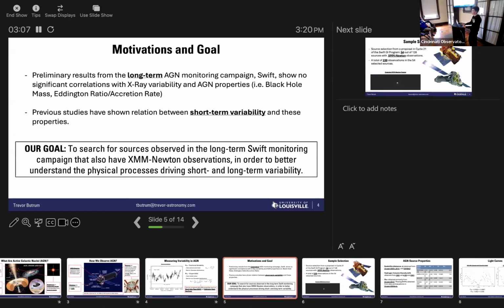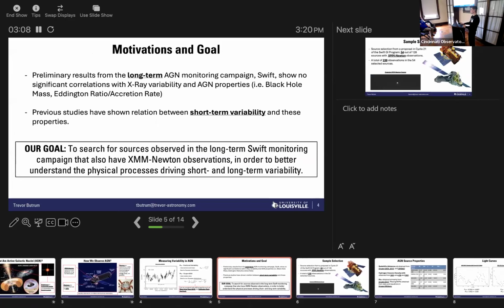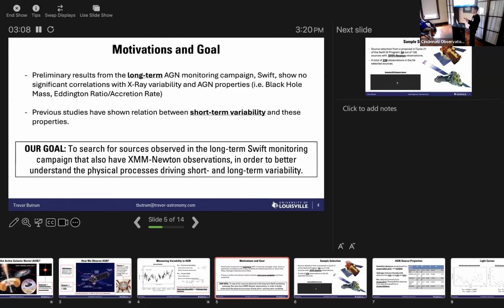And so the motivations for my project were to do this with XMM-Newton and do a comparison with Swift data, but I never actually got to the point where we compared it with Swift data. But we had the same sources from Swift and XMM, and we're looking at the short-term variability in XMM, and we want to measure that variability and understand the processes that drive active galactic nuclei.